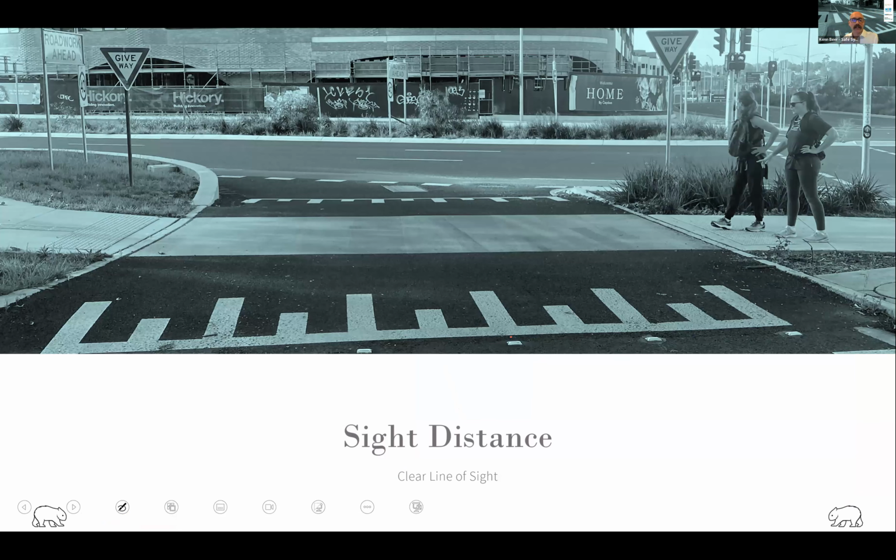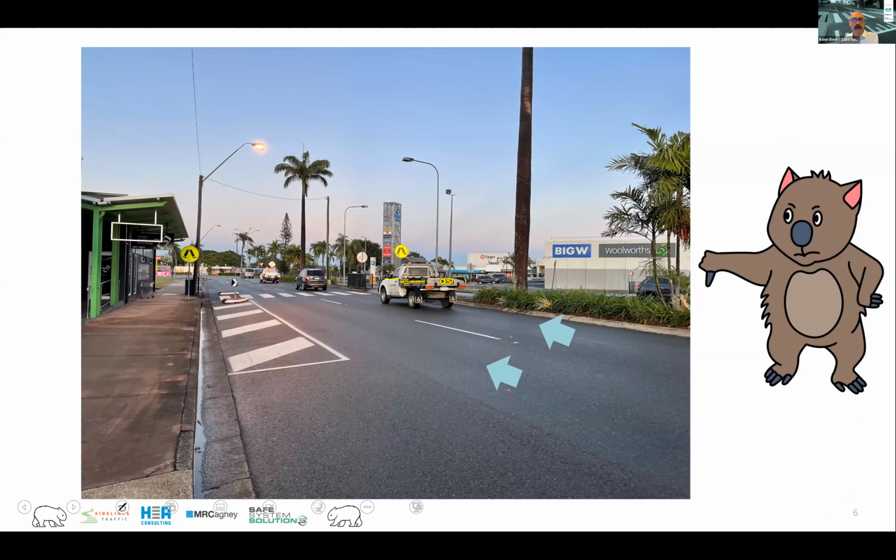Okay, sight distance. Let's get you doing something straight away. I've got a little thumbs up, thumbs down wombat here at this crossing point, and I think you know the drill. You can either use the thumbs up little icon or the scared face one if you don't like it, or you could write it into the chat, good, bad. Now we can see here, what have we got? We've got a crossing point in Mackay, I think it is, which is actually not like this anymore. I was just up there the other day.